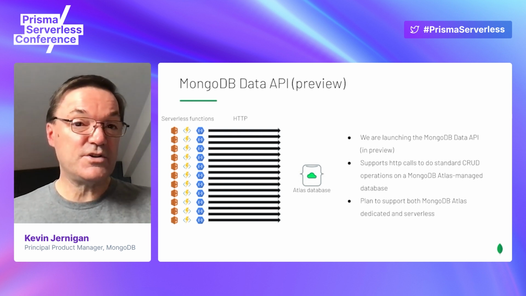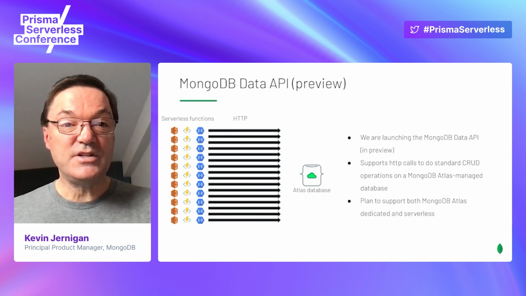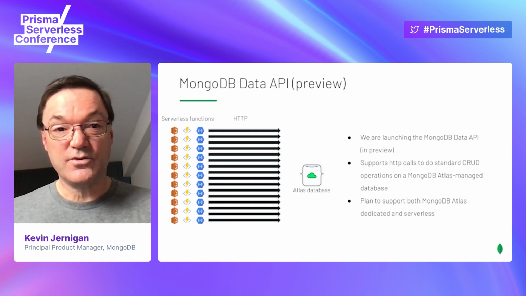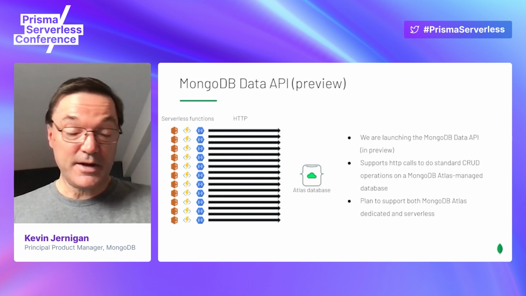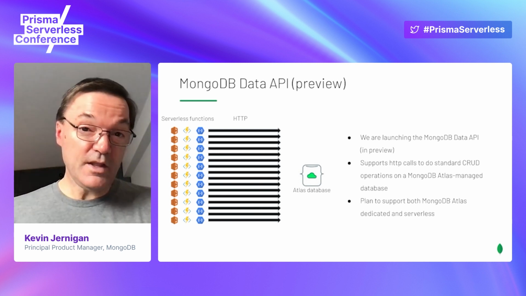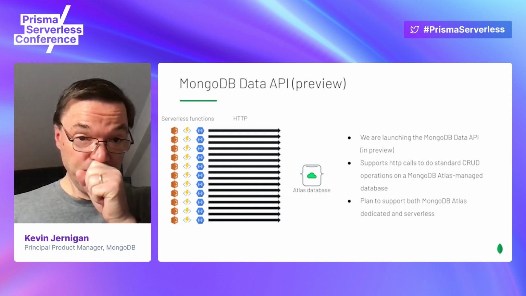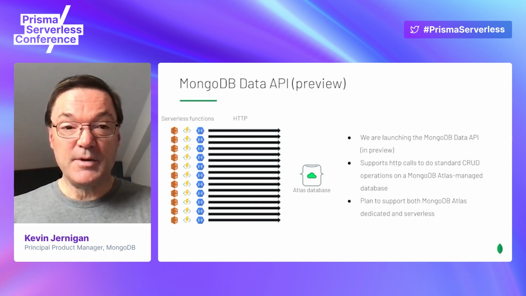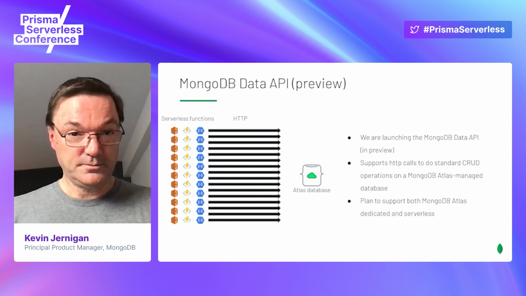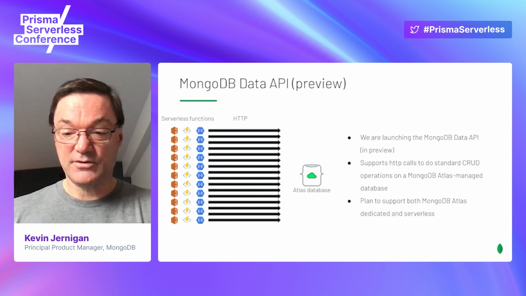Until today. We're launching the MongoDB Data API, which provides HTTP access to do standard CRUD (create, read, update, delete) operations on a MongoDB Atlas managed database. This will greatly simplify the process of building serverless applications that need to access data in MongoDB databases. The MongoDB Data API is in preview, and we plan to support both MongoDB Atlas dedicated and serverless databases.